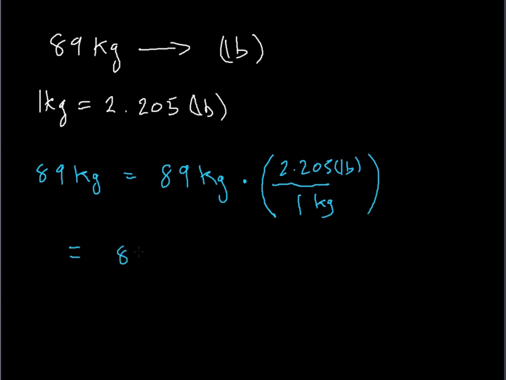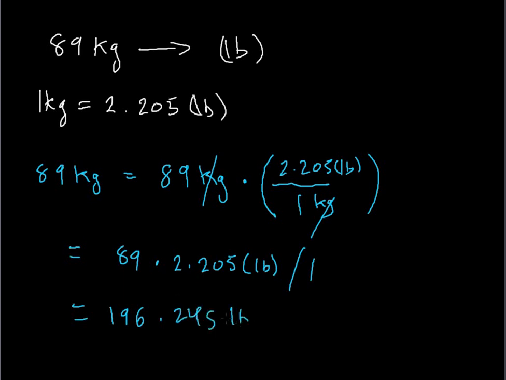Well, first off, we want to rewrite this as 89 times 2.205 pounds, and then that will all be divided by 1. The kg has been cancelled, so we divide that by 1, and we'll plug our values into the calculator. And we attain 196.245 pounds. And of course we can write that to three significant figures, which is 196 pounds.